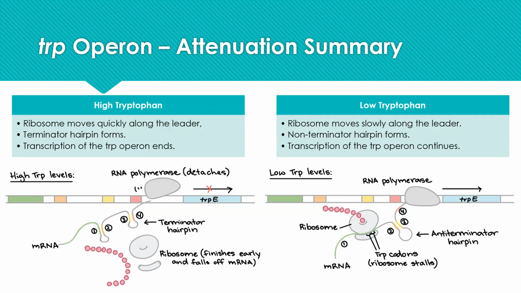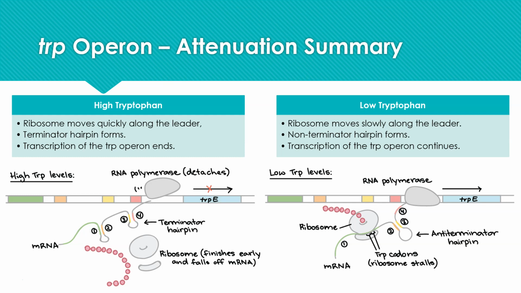This is what we're talking about. So have a look at where it says high tryptophan levels. As you have your RNA polymerase going along and it's making its mRNA, the ribosome gets through that leader really quickly. As it gets through the leader really quickly, it ends up actually covering up section 2. Because section 2 gets covered by the ribosome, section 3 can't attach to it. So instead, section 3 attaches to section 4.